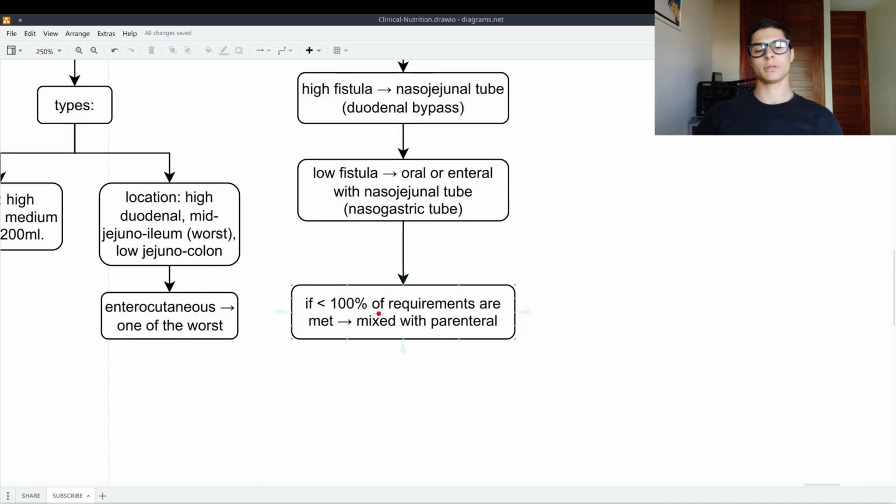If less than 100% of the requirements are met, we use mixed nutrition with the parenteral, so both the enteral and the parenteral, to make sure that we get the 100%.